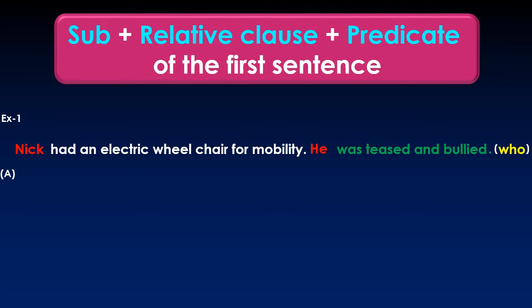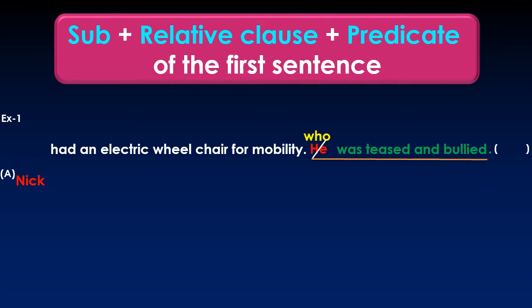In the second sentence, subject is he. The predicate is was teased and bullied. Now we see the subjects of the two sentences are equal. So it is called the subject is equal to subject model. As for the structure, first we should remove the subject of the second sentence. In place of the deleted subject, who is placed. Now, who was teased and bullied has become a relative clause.